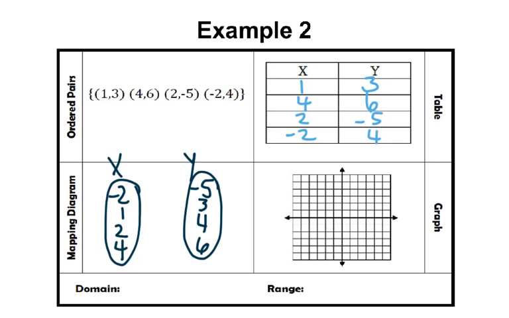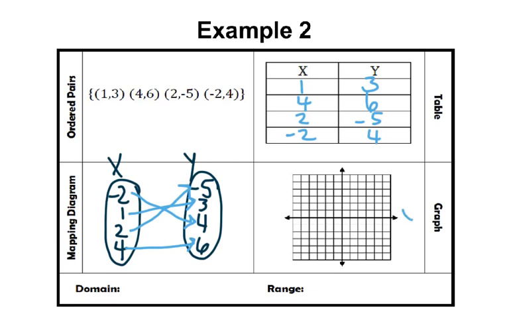So 1 has to point to 3, 4 has to point to 6, 2 has to point to -5, and -2 has to point to +4. Beautiful. And last but not least, our coordinate points on the graph.